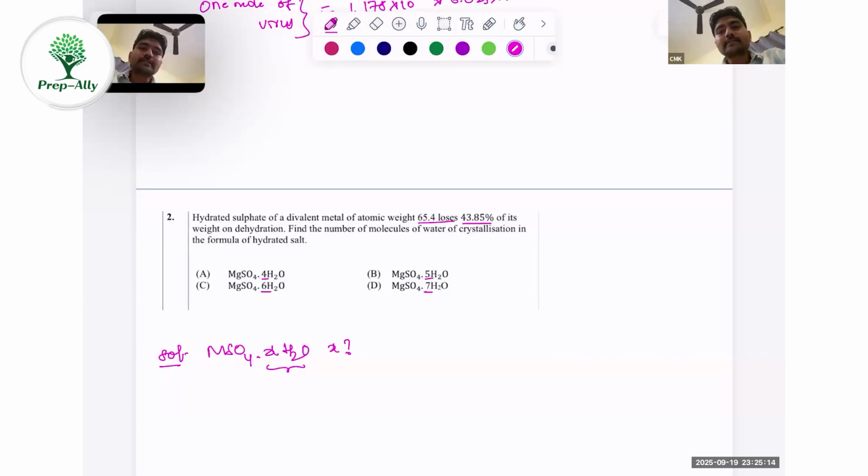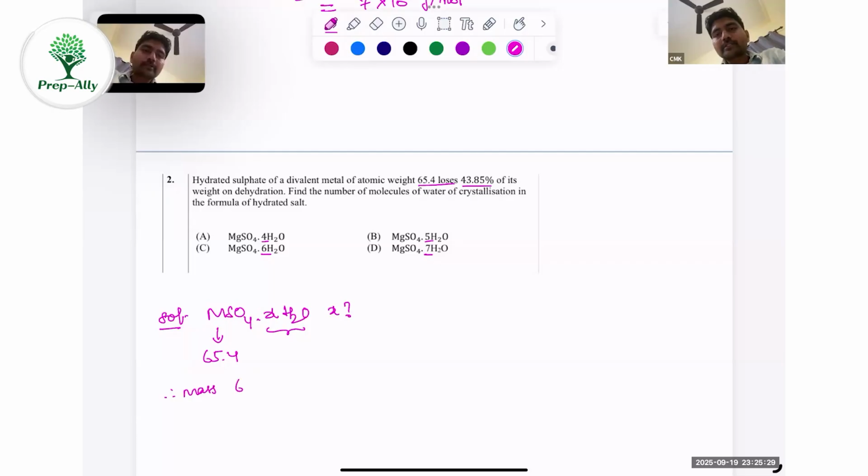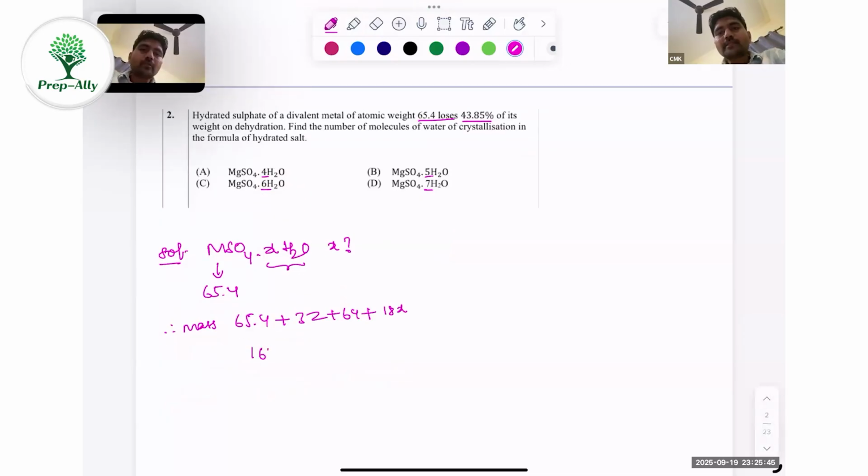Options 4, 5, 6, 7. Now, the atomic weight of the metal given in the problem is 65.4. Now, calculating the mass: 65.4 plus sulfur 32 plus 4 into oxygen 64, plus 18x. The H2O molecular mass is 18, so 18 into x, 18x. So we will get the value 161.4 plus 18x. So this is the value you will get.